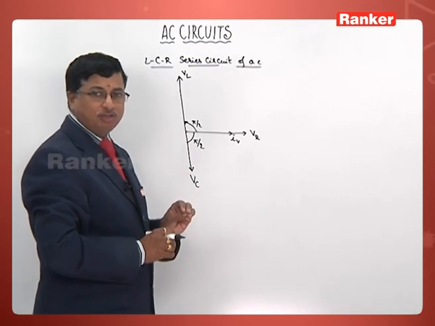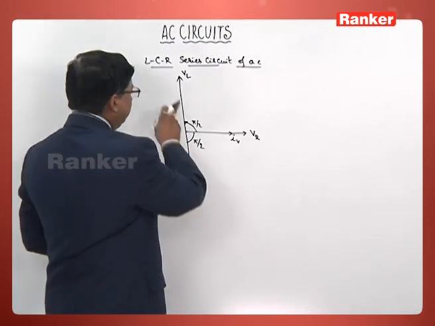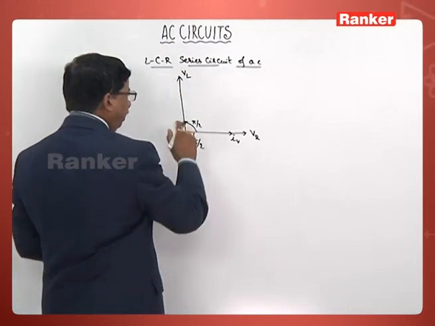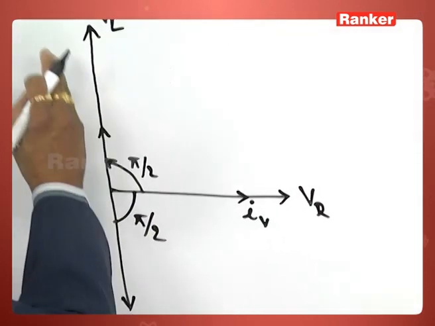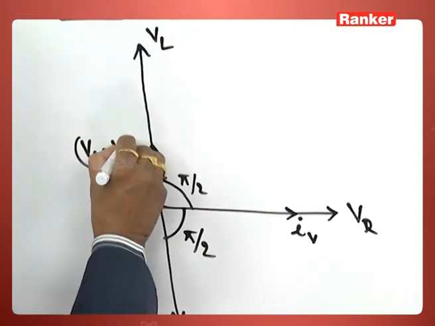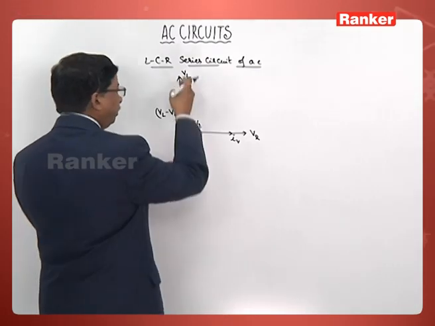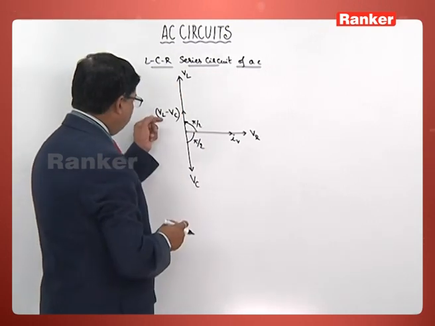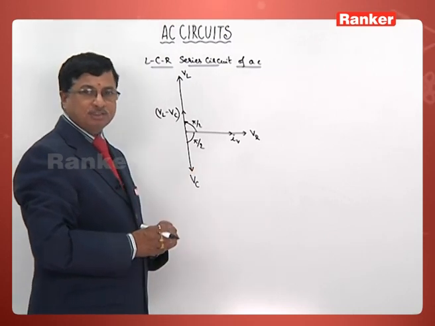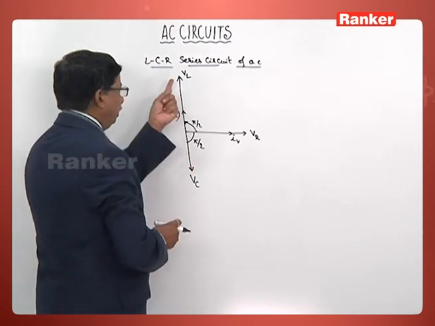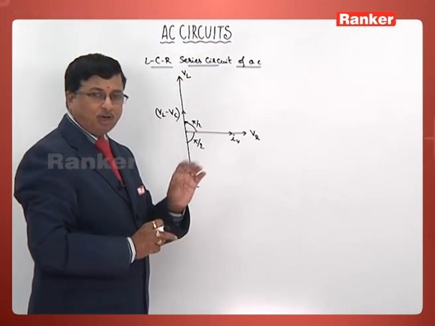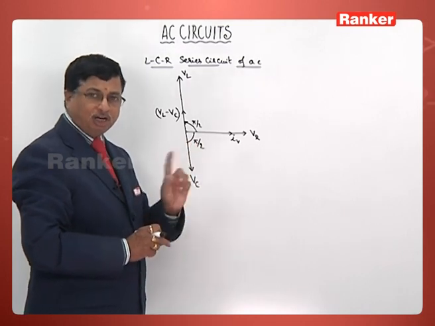Now, if I consider VL is greater than VC, then their resultant will be in the upward direction and its value now will be VL minus VC. Suppose if VC is greater than VL, nothing wrong, that VC minus VL will be downwards now. Only that is the difference. But whatever be the case, the resultant of these two will now be simply the difference of these two values, that is VL and VC.